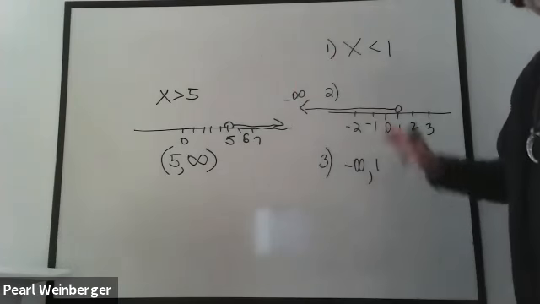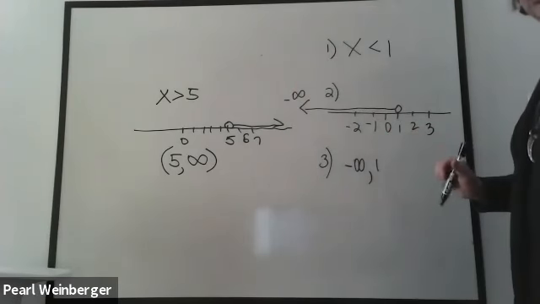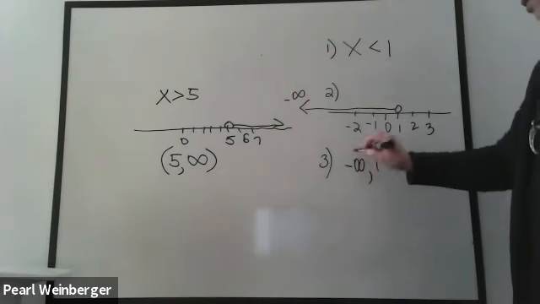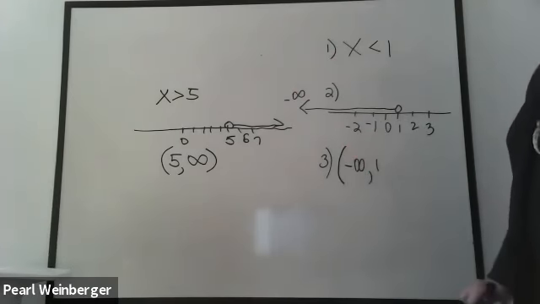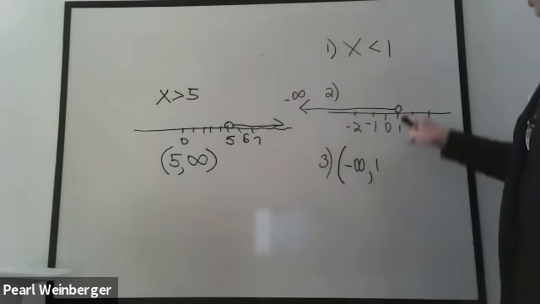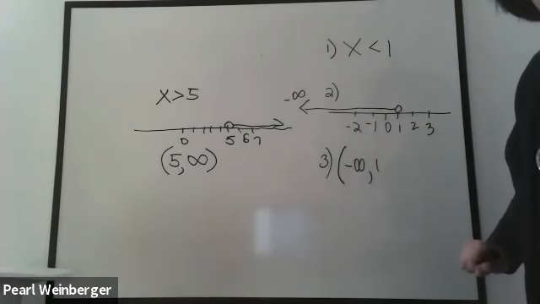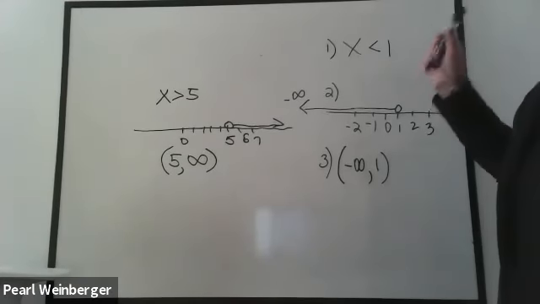Now we can put in the parentheses or brackets. This is an infinity sign, so it certainly gets a parentheses. The 1, is the 1 included or not? So if you land at negative infinity, that means you have to start with the negative infinity always. Whichever is the farthest left on the number line is the first number.